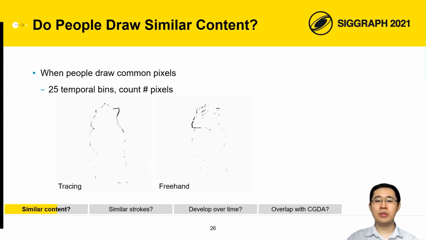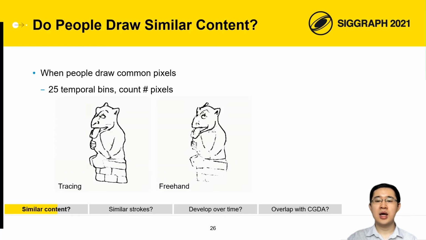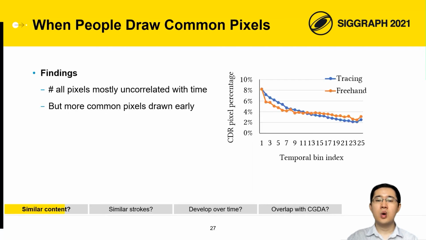To understand when people draw these common pixels, we divided the temporal span into 25 bins and counted the number of CDR pixels as well as all pixels drawn within each temporal bin. We found that in both tracing and freehand, the number of all pixels drawn is mostly uncorrelated with time. However, people tended to draw more common pixels early, and this tendency is stronger in tracing.